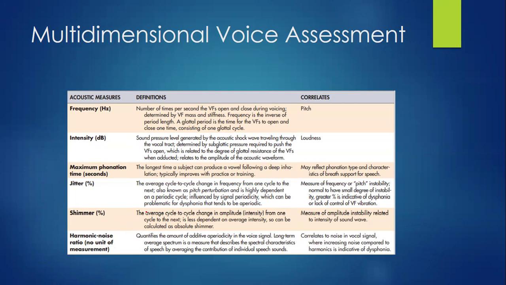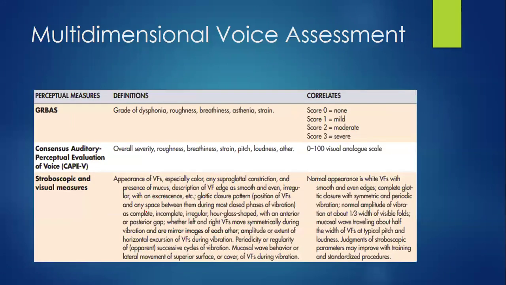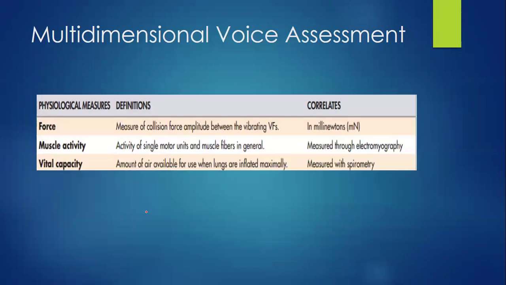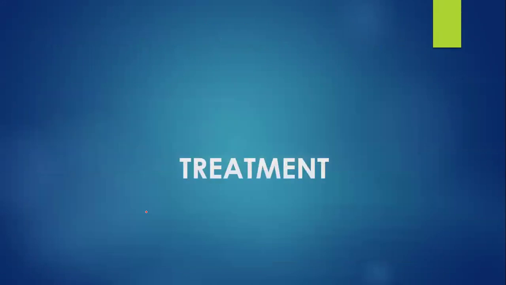Then there's harmonic to noise ratio, and this quantifies the amount of any periodicity in the vocal signal. Okay. And there's the GRBAS scale, the KV, stroboscopic and visual examinations. All of these are tables that are in the therapy ed book that I copied and put in here. Okay. All right, so now let's talk about treatment.